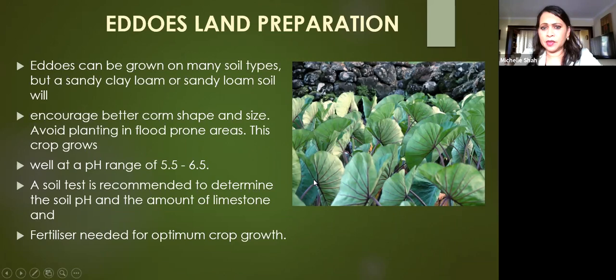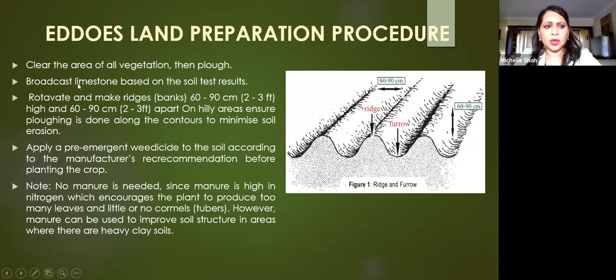For the land preparation procedure, we clear the area of all vegetation, then plow, and broadcast limestone based on the soil test results. Then you rotate and make ridges at 2 to 3 feet high and 2 to 3 feet apart. On hilly areas, ensure plowing is done along contours to minimize soil erosion. Apply pre-emergent weedicide to the soil according to the manufacturer's recommendations before planting the crop. Note, no manure is needed since manure is high in nitrogen and encourages the plant to produce too many leaves and little or no corms or tubers. However, manure can be used to improve soil structure in areas where there are heavy clay soils.